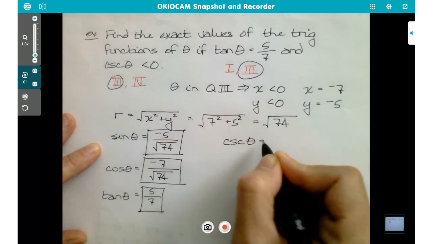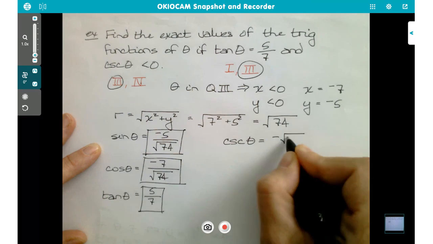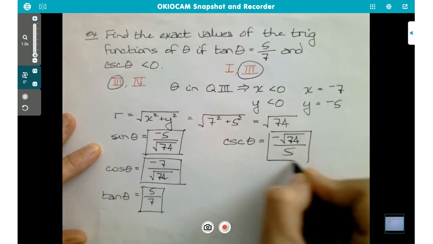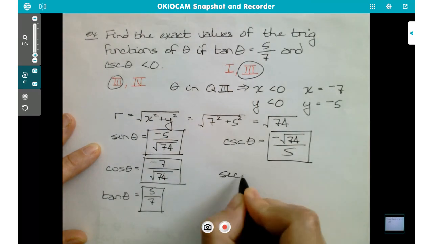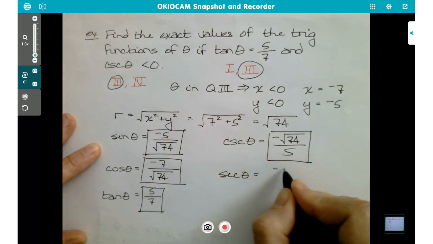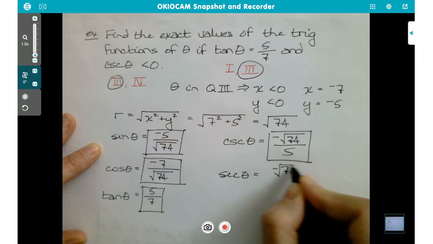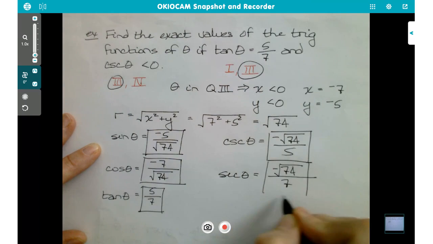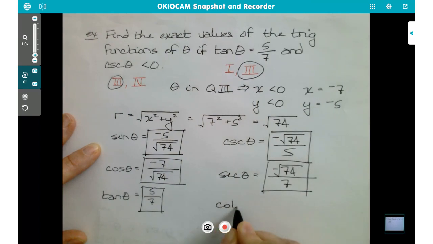Cosecant, cosecant, I'll put the square root on there, and the cotangent.